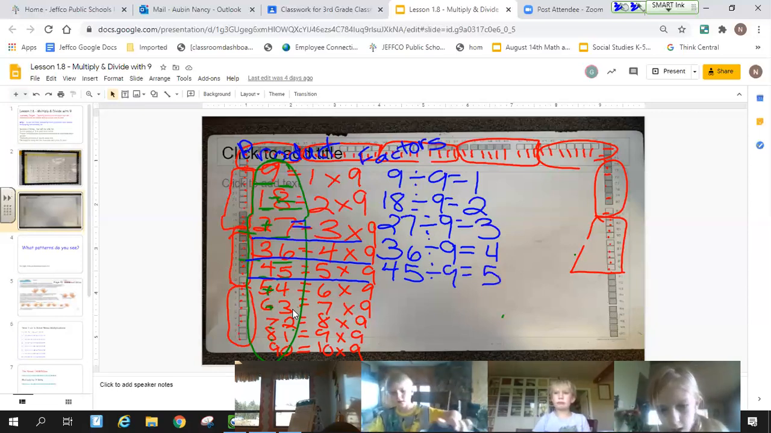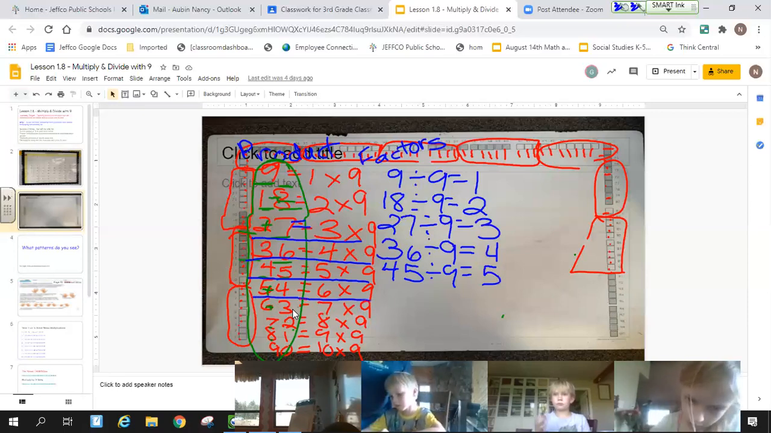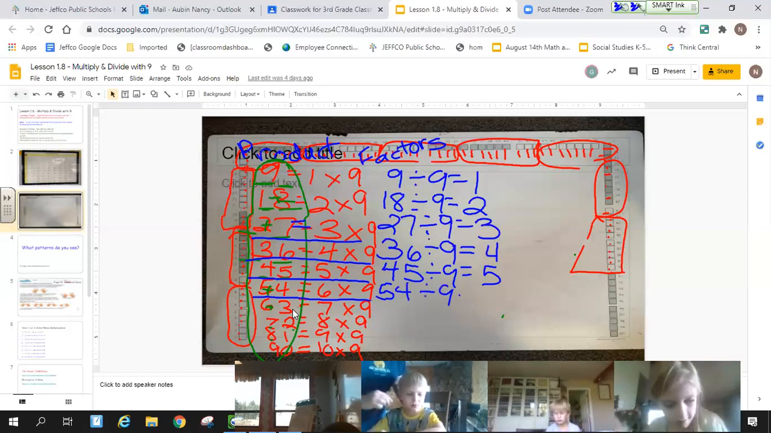We're just taking those same numbers and we're flipping them around, right? Go ahead, Ellie. If we know 54 equals 6 times 9, we know 54 divided by 9 equals, oopsie, 6. Let's erase that and make that look good.